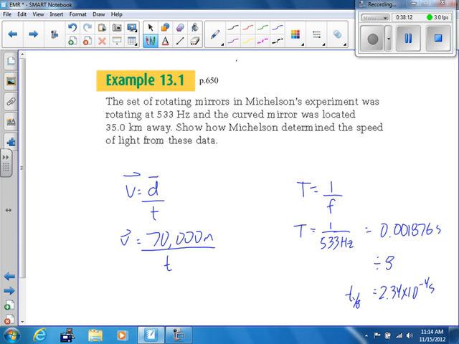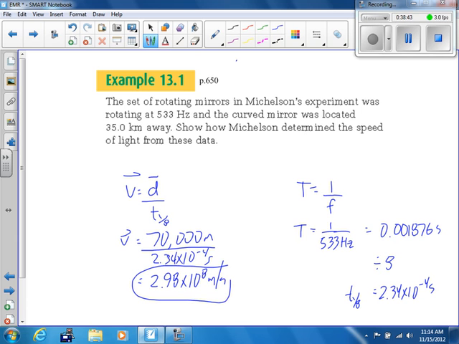We know that the light traveled 70,000 meters during the time that the mirror made 1/8 of a revolution. So let's plug that value of little t, t 1/8, into this equation. 2.34 times 10 to the negative 4 seconds. What do we get there? 2.98 times 10 to the 8. That's pretty good, eh? 2.98 times 10 to the 8 meters per second.